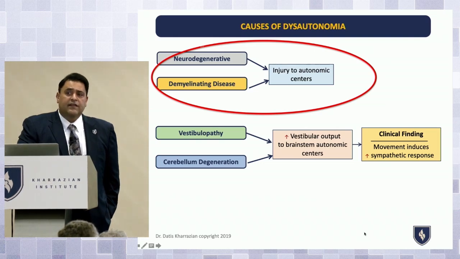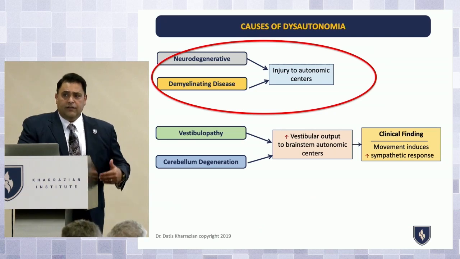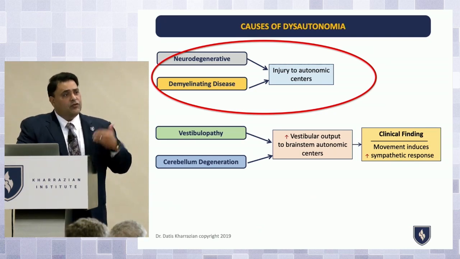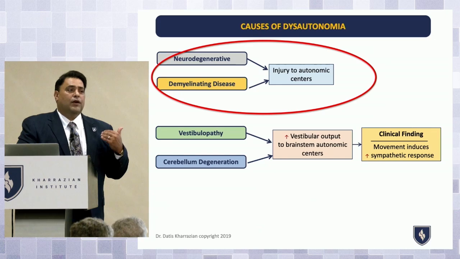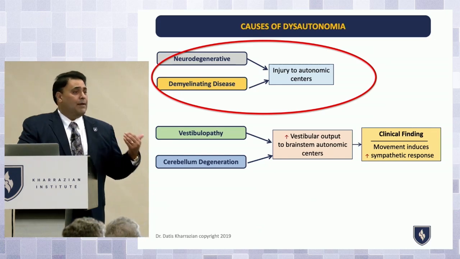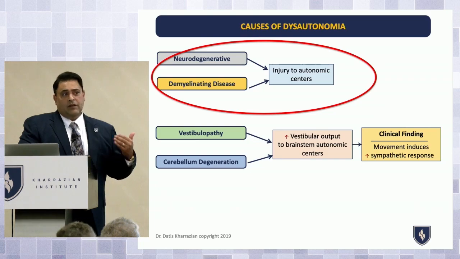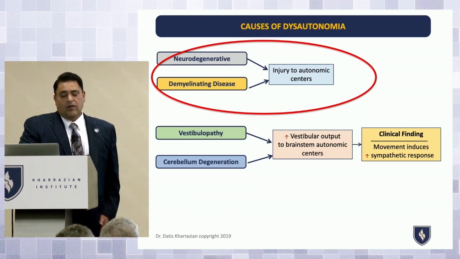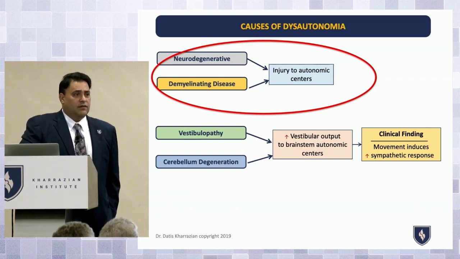Some neurodegenerative diseases, like different variations of Parkinsonism, like multiple system atrophy, will impact autonomic centers. So injury to the brain's autonomic centers through demyelination, MS, neurodegenerative diseases, variations of Parkinsonism, traumatic brain injuries, glial priming that's added up, they can all cause these disorders. Okay?